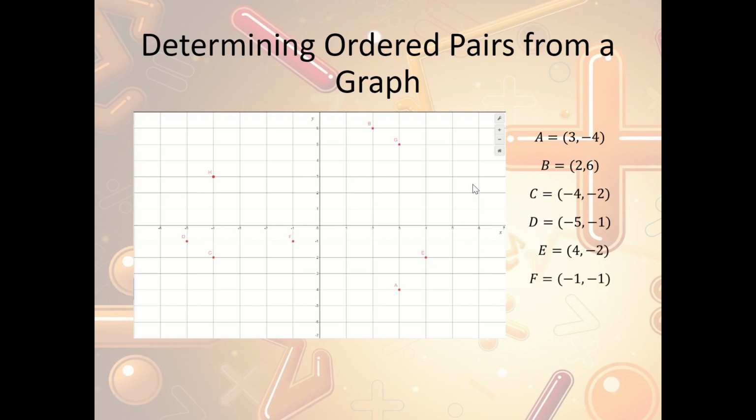And then G is here, so G is 1, 2, 3. And then 1, 2, 3, 4, 5. So 3, 5. And then H is here, which is negative 1, 2, 3, 4. So negative 4 and 1, 2, 3. So negative 4, 3. And so that's how I can look at graphs of coordinates and be able to figure out what their ordered pairs are.